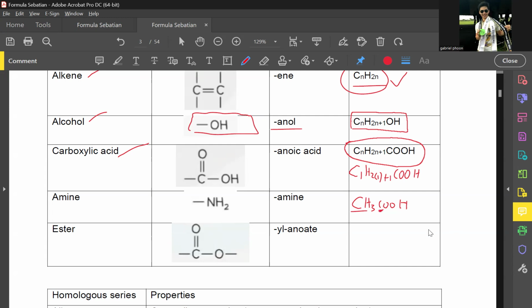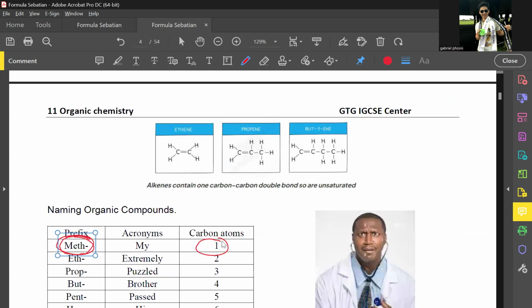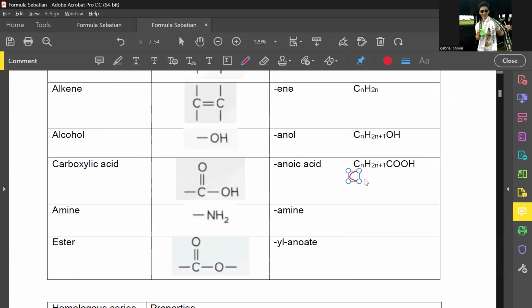So what I want to say is, guys, for carboxylic acid, the n that we put in is always n - 1. For example, if I'm looking for methanoic acid, which is supposed to be carbon atom 1, we actually need to minus 1 in this scenario, which will give C0H2×0+1 COOH, which ends up as HCOOH, guys. This is methanoic acid. We actually need to minus 1 for it.